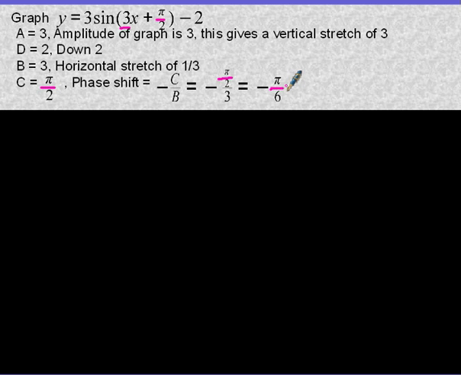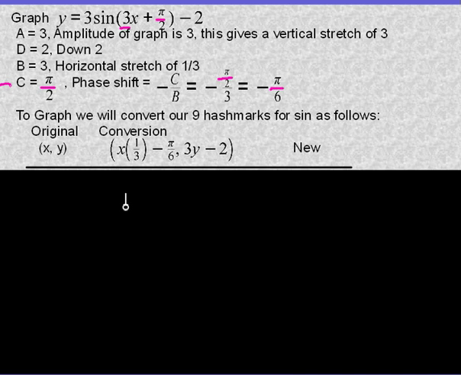Now, how do we convert our hash marks? Well, we know how to do it for everything except this. And this is what it looks like. It looks just like what we did yesterday before we had the C. The only thing is, after we multiply our x by our 1 over B, we're going to add our phase shift, which in this case is adding a negative pi over 6, or subtracting pi over 6.